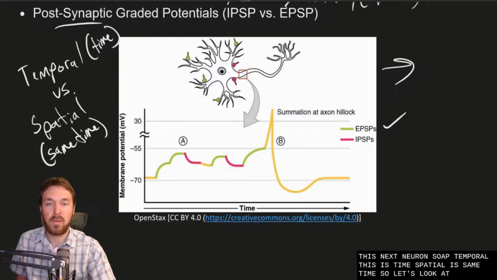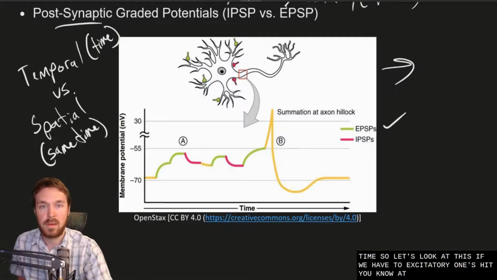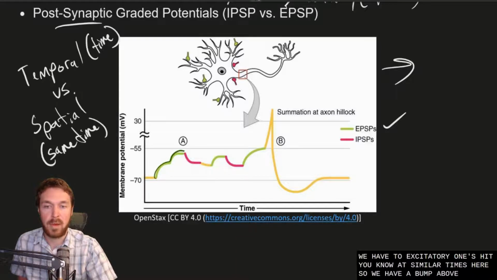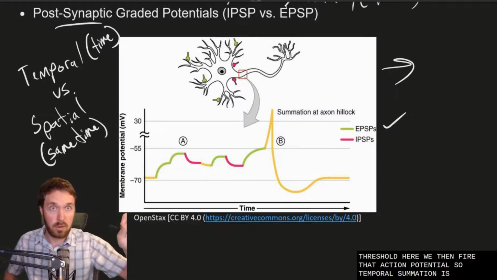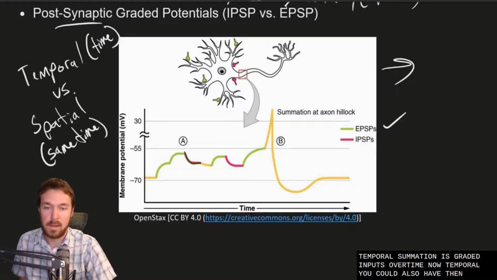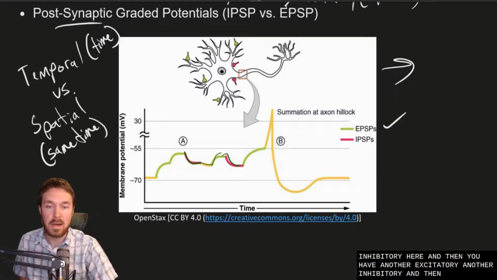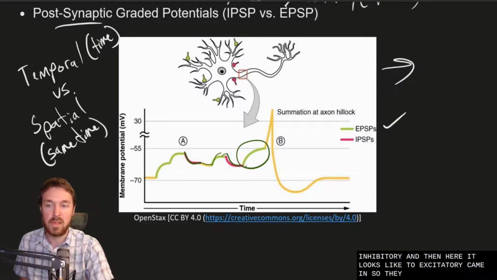So let's look at this. If we have two excitatory ones hit at similar times here, so we have a bump, and let's say we're going away from this graph now. Let's say we then have another excitatory. Minus 55 is threshold here. We then fire that action potential. So temporal summation is graded inputs over time. Now you could also have that inhibitory here. And then you have another excitatory, another inhibitory, and then here it looks like two excitatories came in. So this would be spatial or same time.